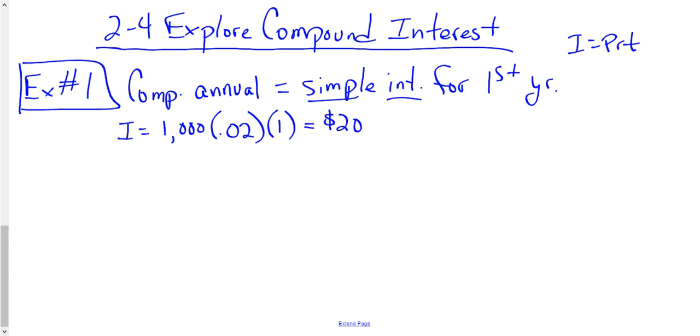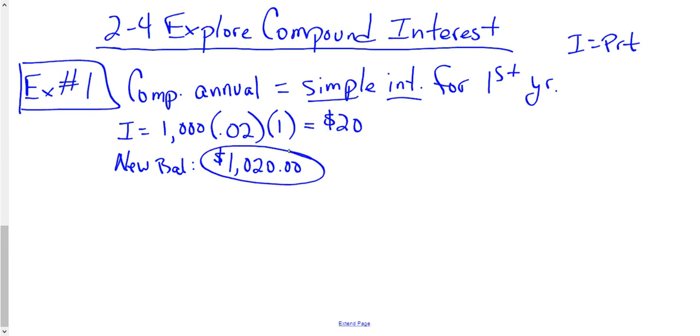$20, right? But what's the new balance? $1,020. That's easy enough, right? That's the extent of that example, but these examples progress into putting together the compound interest. All right, Mercedes? Good. All right, let's go to example 2.